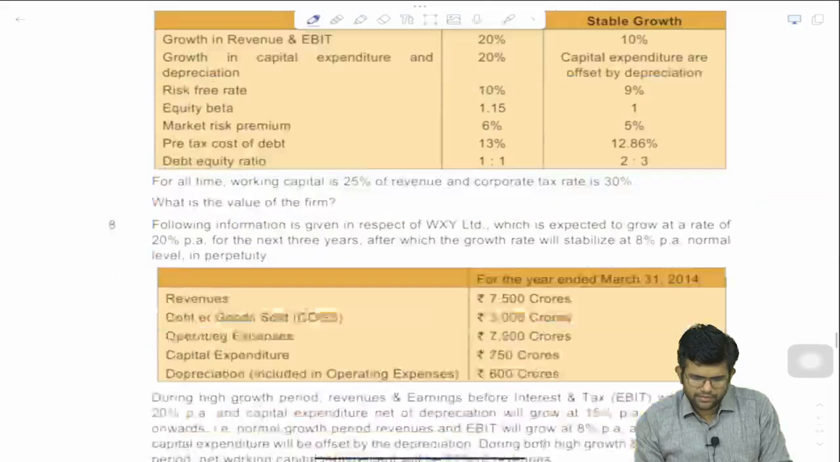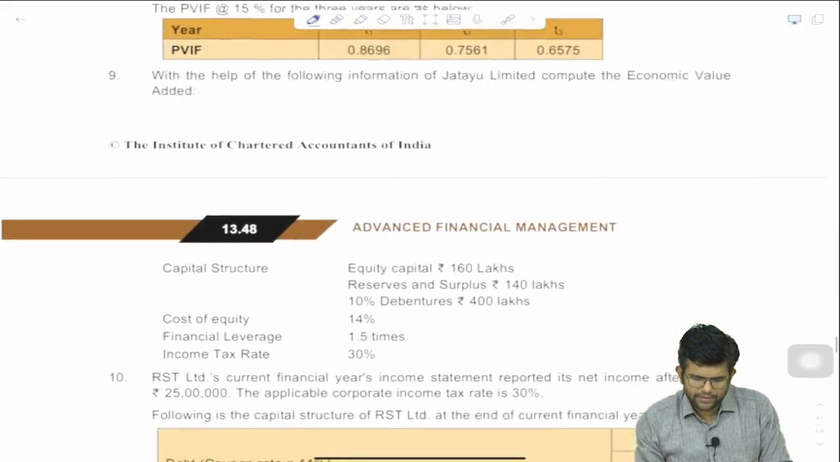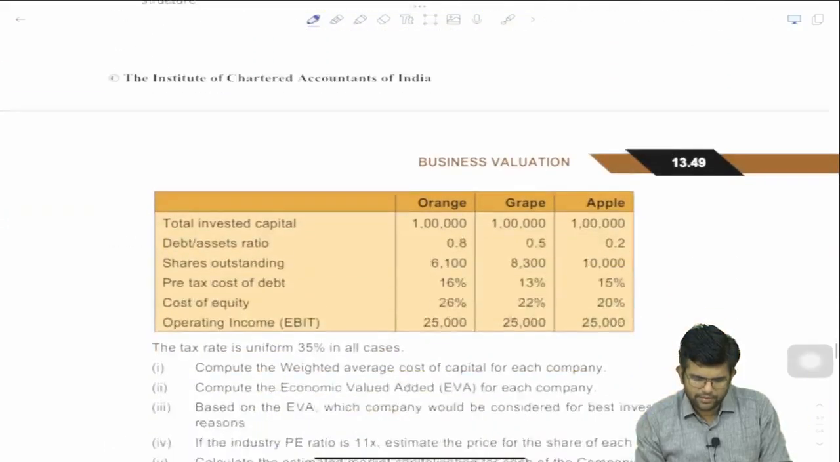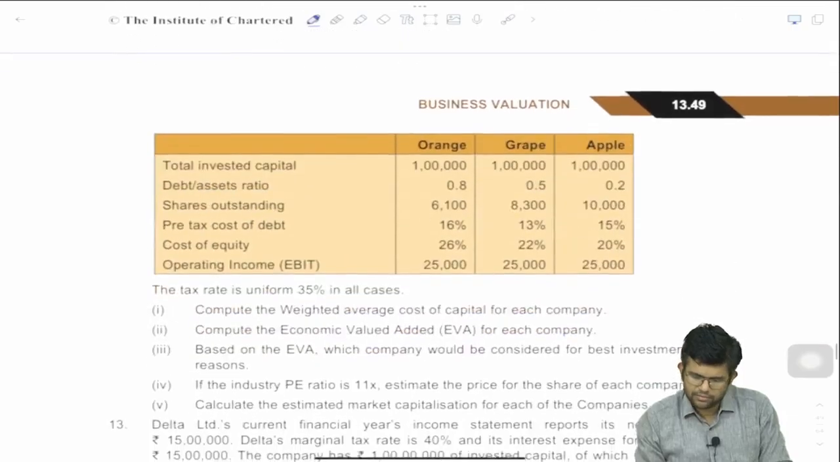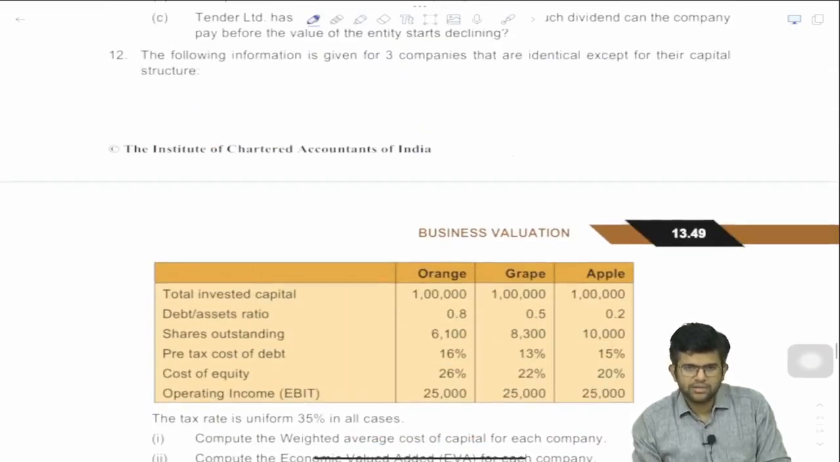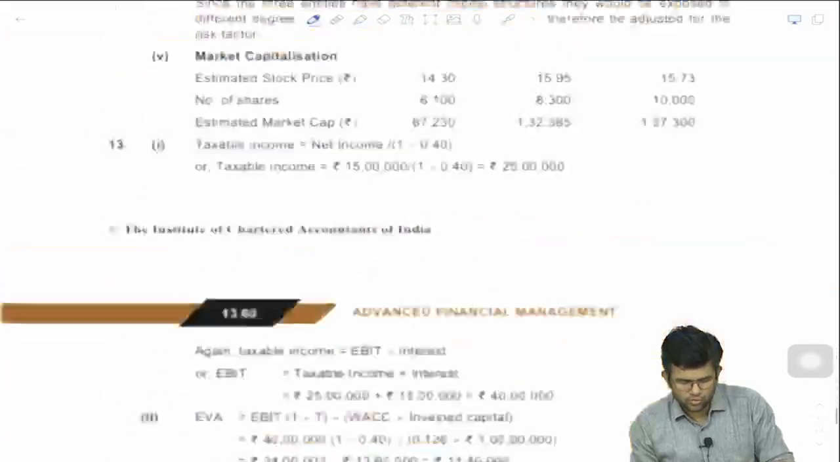6 is pending, 7 is pending, 8 is pending, 9 pending, 10 pending, 11, 12. Got it. Can you see this? This is our question which we are doing right now, 12th.